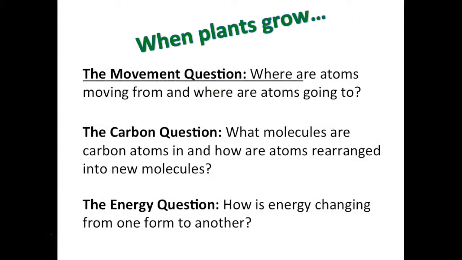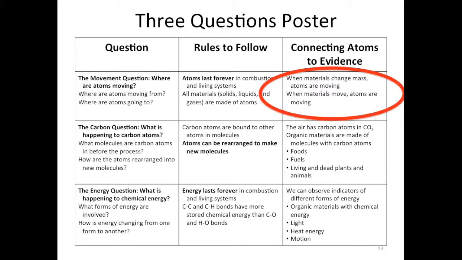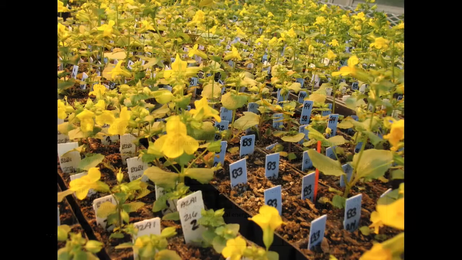Look at the movement question on the 3 questions poster. Where are atoms moving from, and where are atoms going to? Now look over to the connecting atoms to evidence column. It says when materials change mass, atoms are moving. So in order to figure out where atoms are moving, we'll start by measuring the mass change of our plants. This will help us figure out how plants grow.